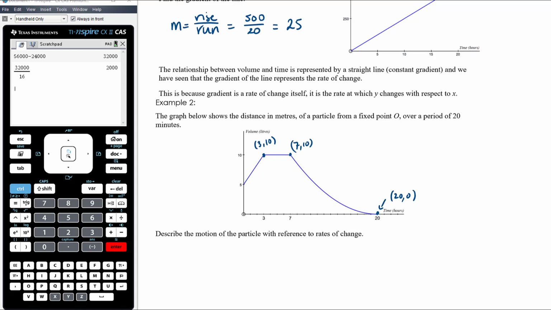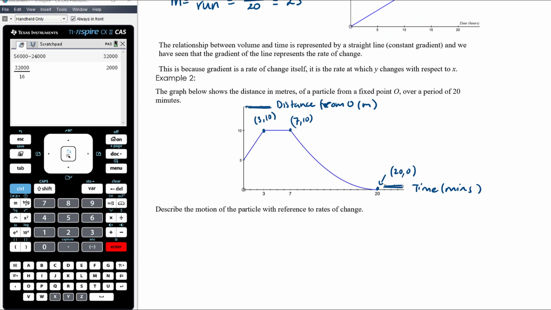Okay, now sorry, the units on this axis aren't correct, they're the same as the previous one. So this is time in minutes, it was 20 minutes. Okay, so time in minutes, and it is distance from O in meters. Okay. All right, so therefore we know that, let's jot down some points about the journey. So particle starts 5 meters from O.